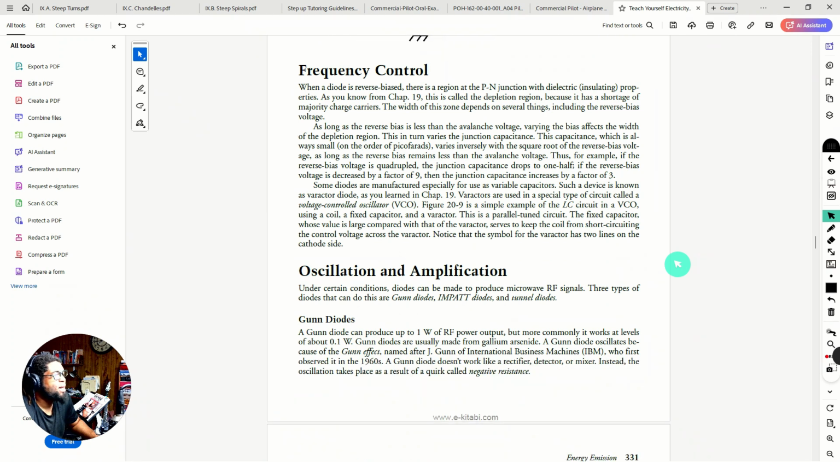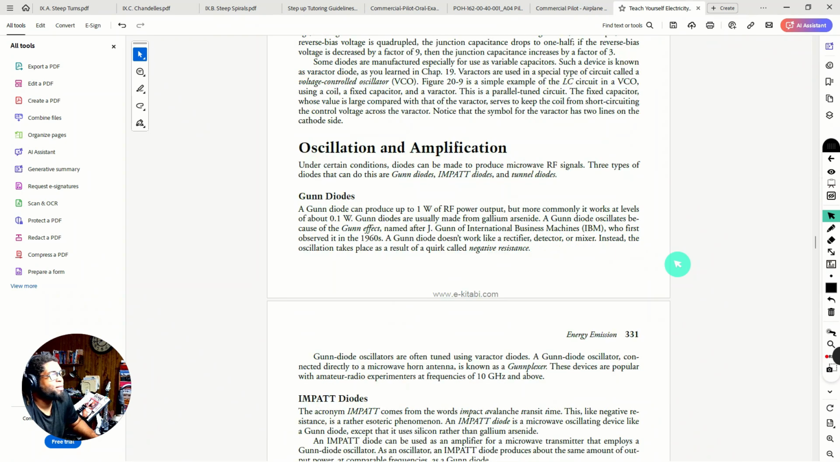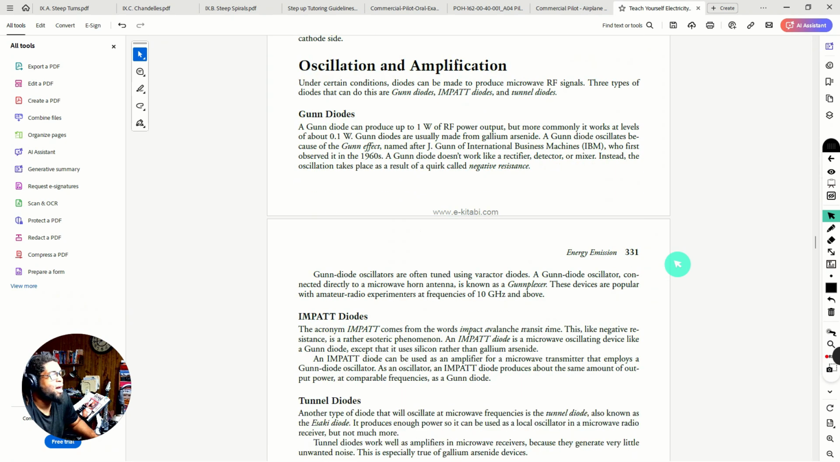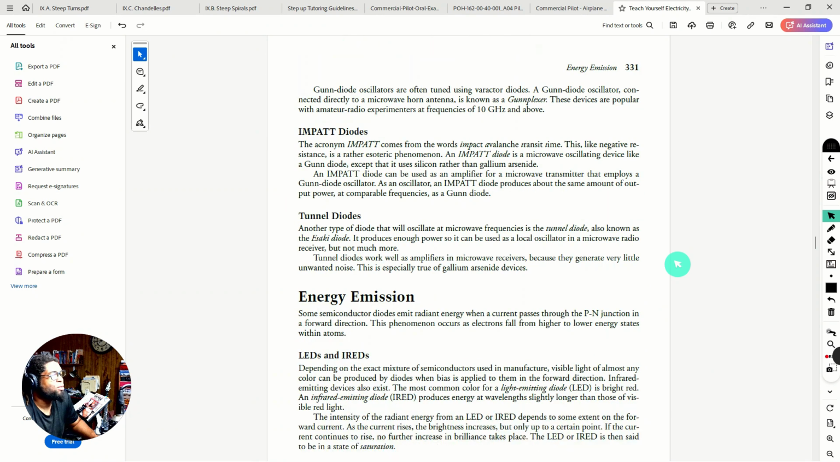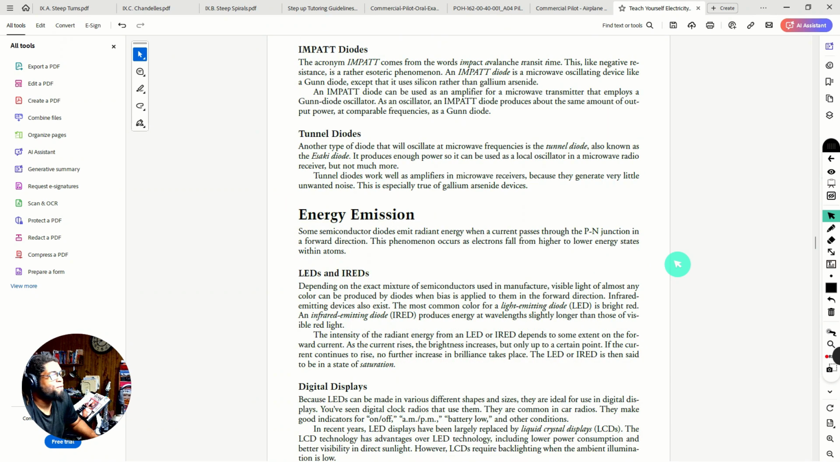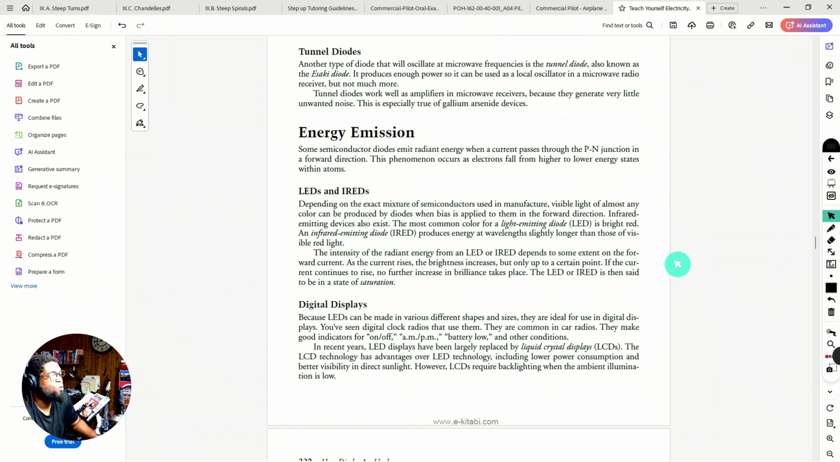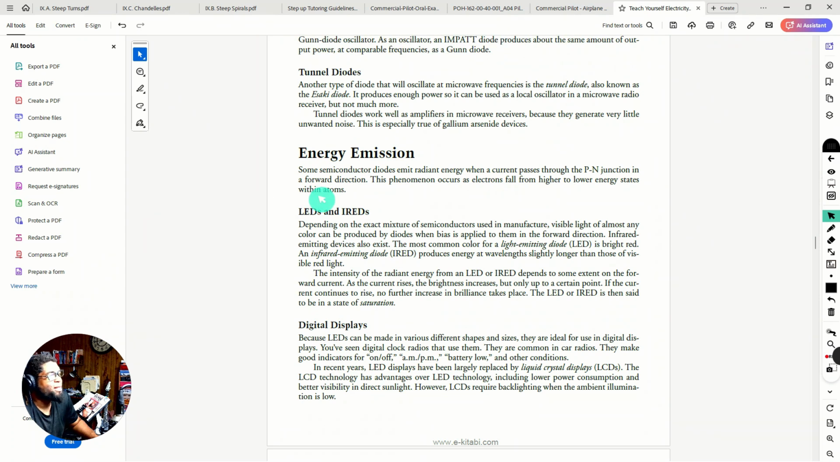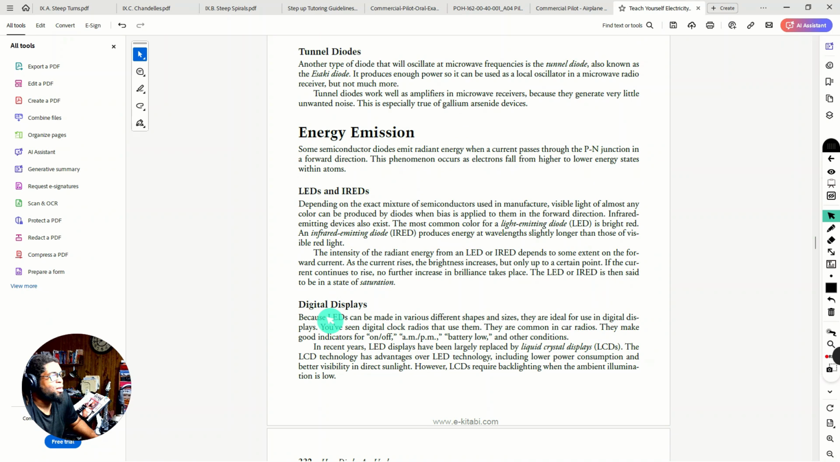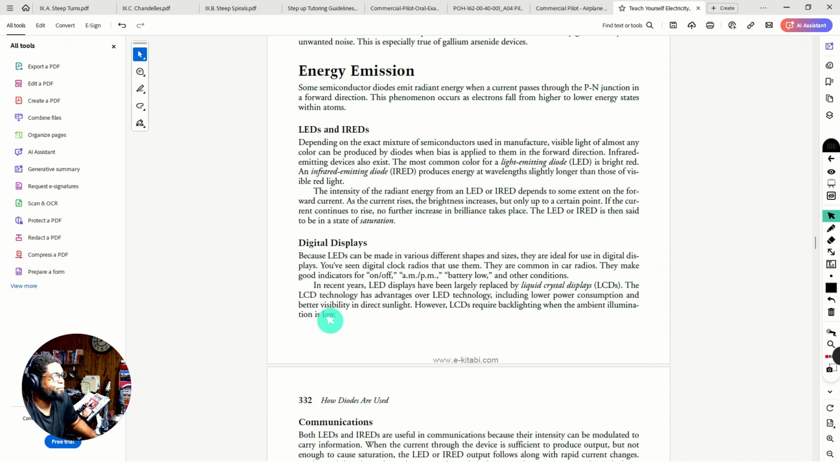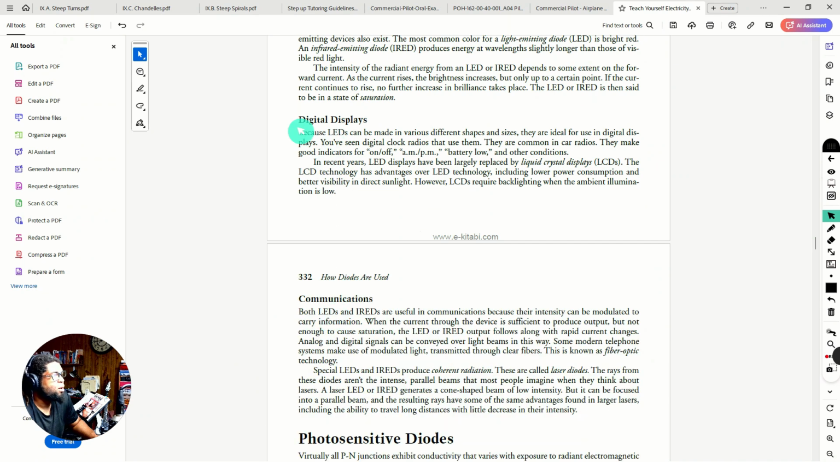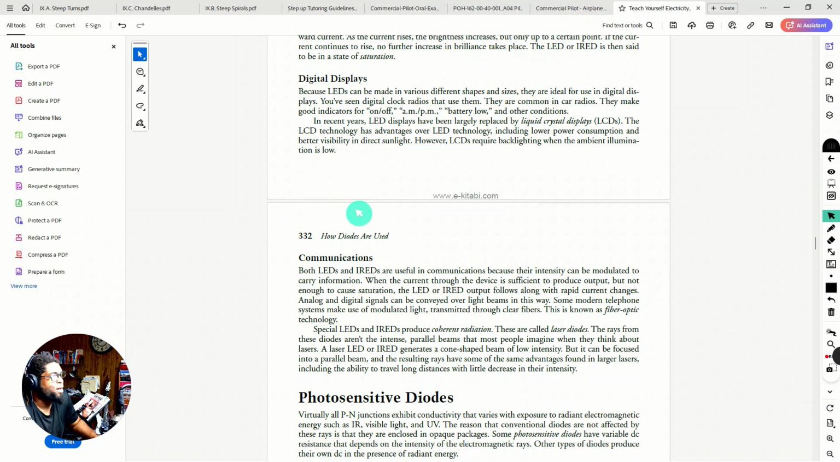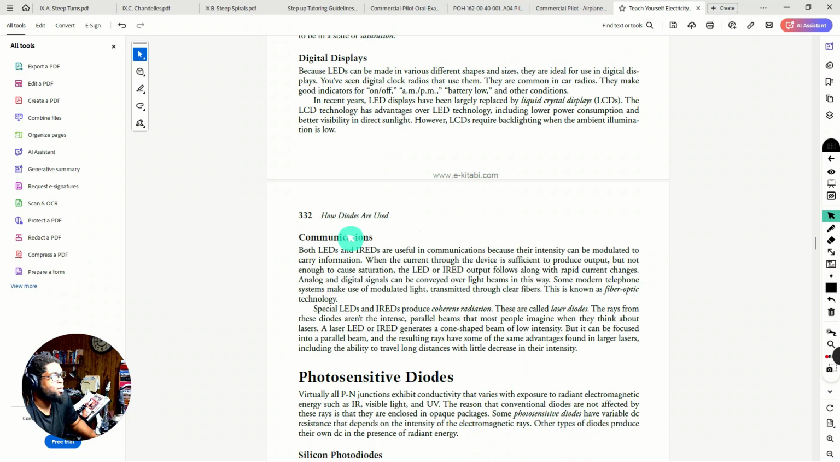Frequency control, I'm not going to go into that. Then he goes into some other things: oscillators, amplifiers, Gunn diodes, tunnel diodes. You can definitely review those if you're interested. I'm just going to go over the main ones here. LEDs, I think we're all familiar with that today. Light emitting diodes, the ones that have the gallium in them. Digital display diodes, the LCD.